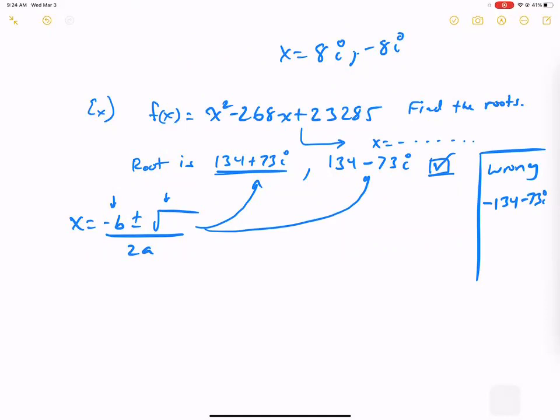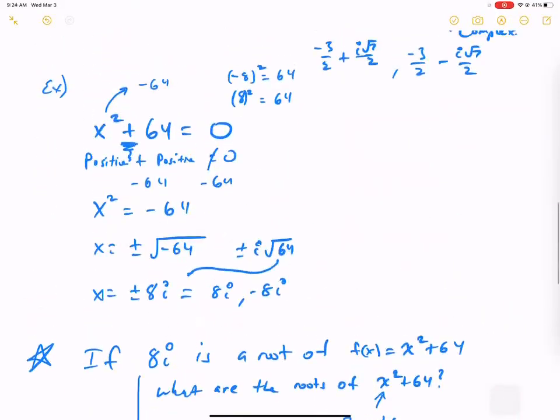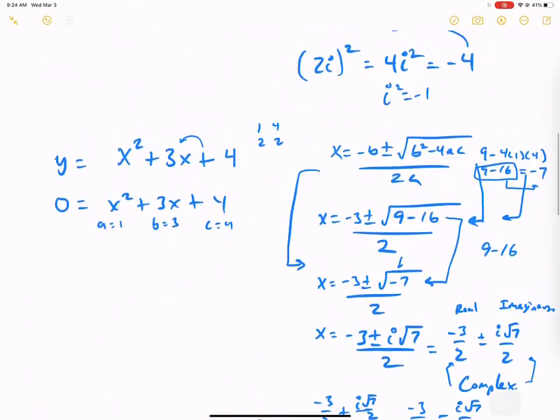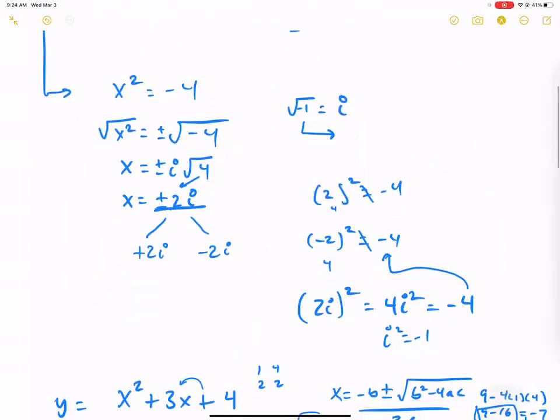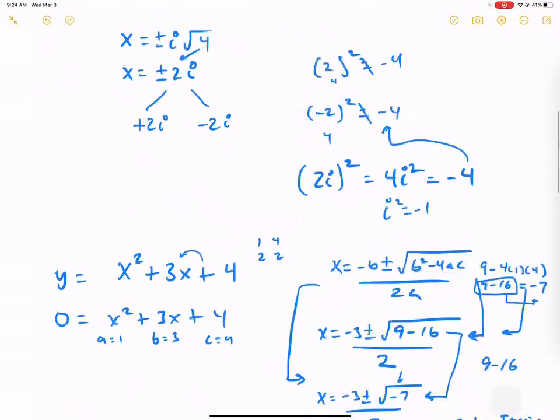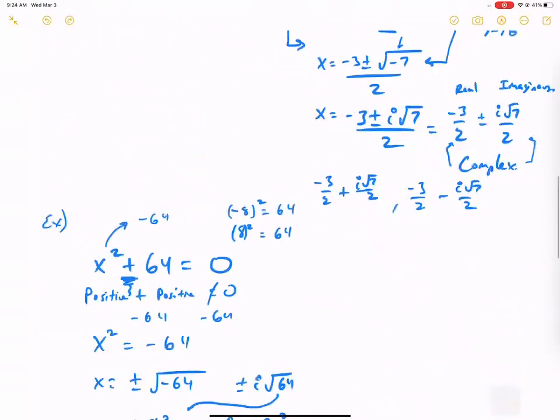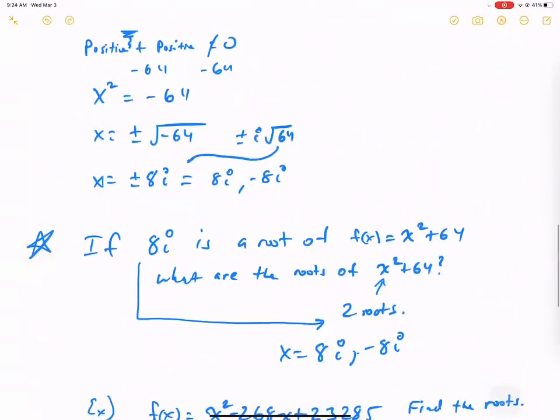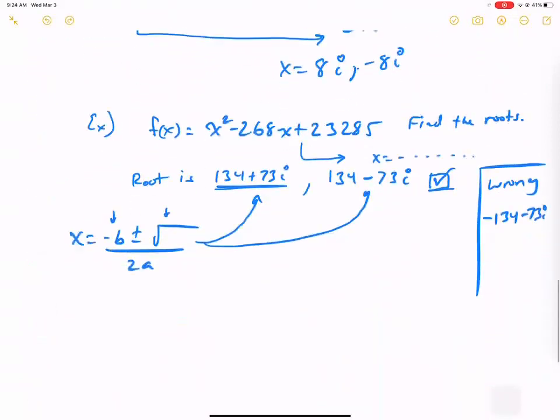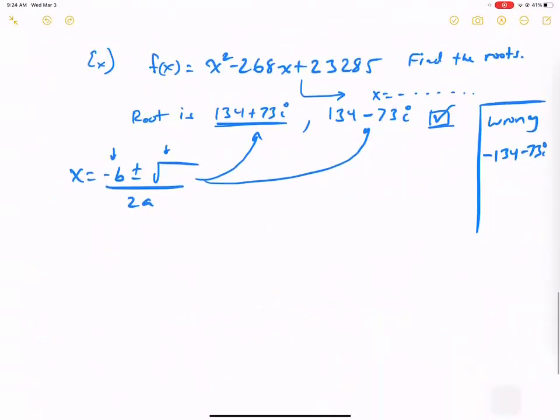If you looked at all our answers right now, as we talked about this, we come up with two answers. Our first answer here was plus and minus 2i. The plus and minus went to the imaginary, not the number in front. And now if I give you part of the answer, 134 plus 73i, the plus and minus go to the imaginary, not to that front answer.